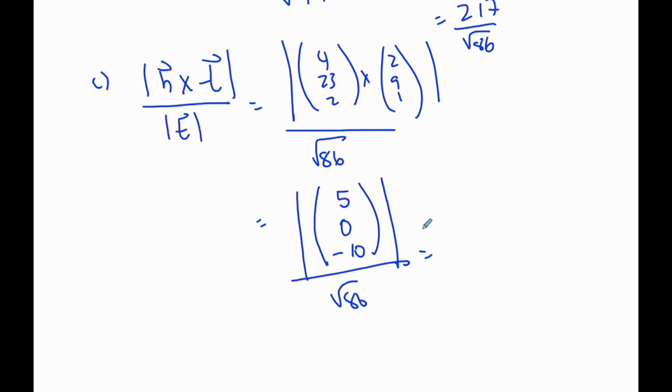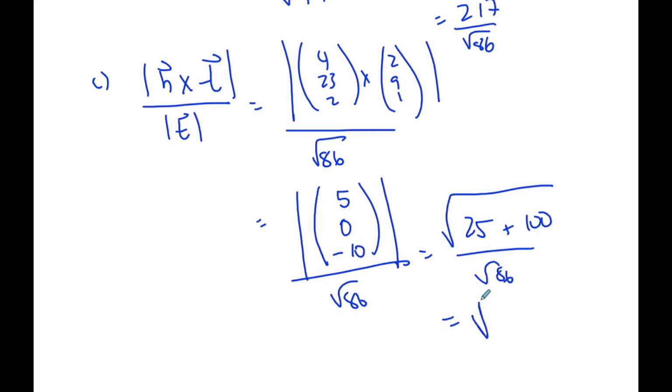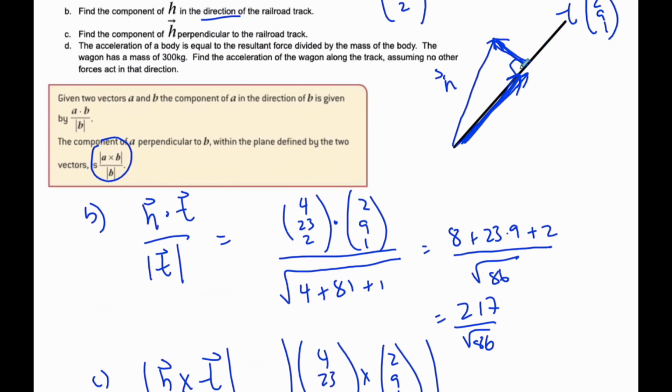And so now I need the magnitude of that. Well, that's going to be 5 squared is 25, negative 10 squared is 100, over root 86. And so I get the square root of 125 over 86 is the component of the vector that is perpendicular to T. So H could break down into this part and that part, and that would be my H as components.